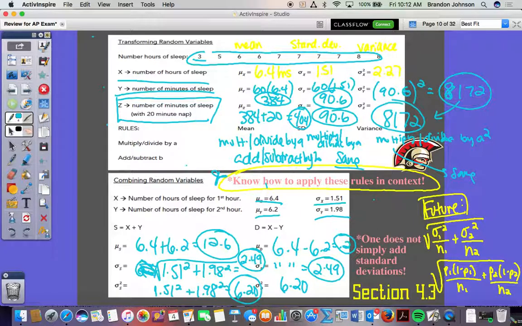If I squared the formula before I got 2.49, I could square this to get here, right? But if I squared this up here, do you see how the square root goes away? Same thing over here. Just so you know that, just kind of have an idea on this.